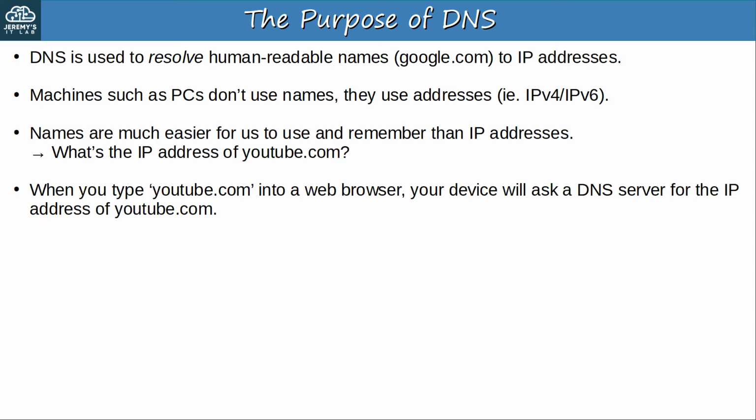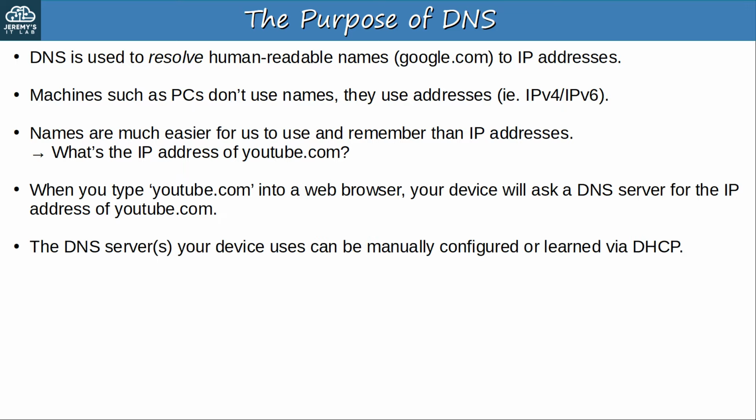When you type youtube.com into a web browser, your device will ask a DNS server for the IP address of youtube.com. The DNS server or servers your device uses can be manually configured or learned via DHCP. DHCP is the Dynamic Host Configuration Protocol. That will be the topic of a future video. Okay, that's the basic outline of DNS.